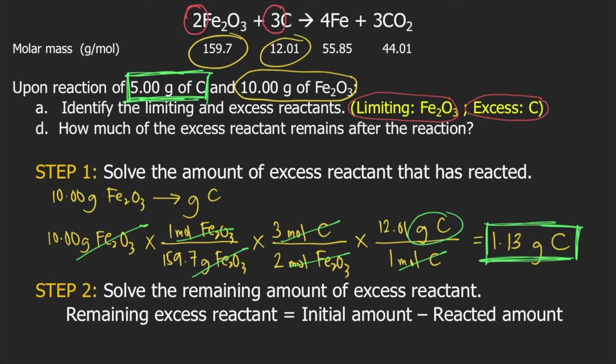So you can compute for the excess amount of carbon. So in step 2, the remaining excess reactant is equal to initial amount, which is 5 grams of carbon, minus the reacted amount, which is 1.13 grams of carbon. This is equal to 3.87 grams of carbon. So the excess amount of carbon is 3.87 grams, and this is the answer to item D.